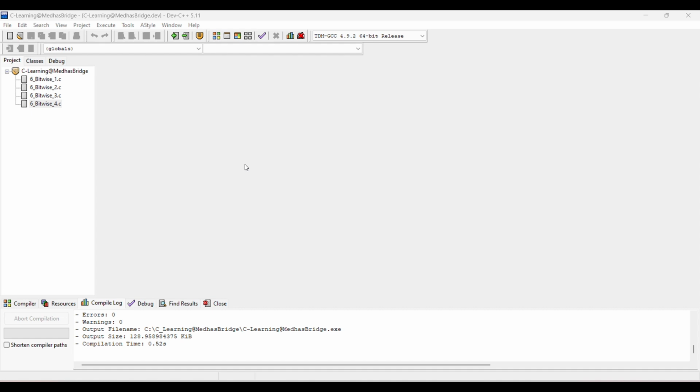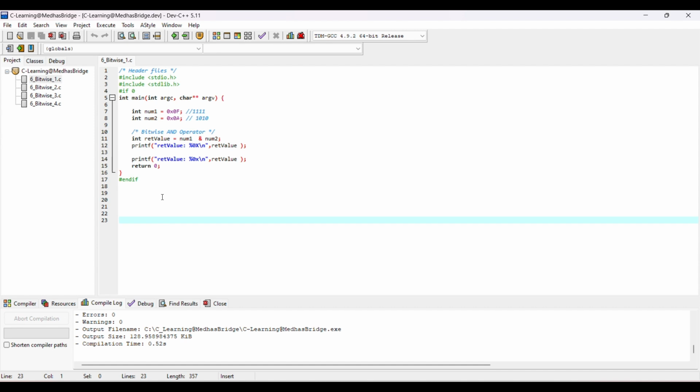Let me take you through my demo. Look at my screen now. I am displaying a sample program here. What I'm seeing here is that I have number 1 and number 2 loaded with a hexadecimal value 0F and 0A.